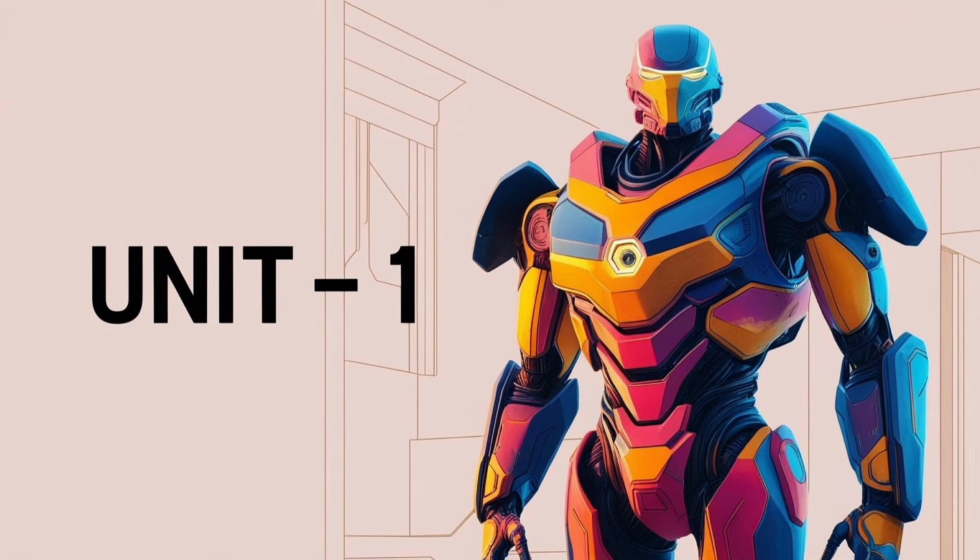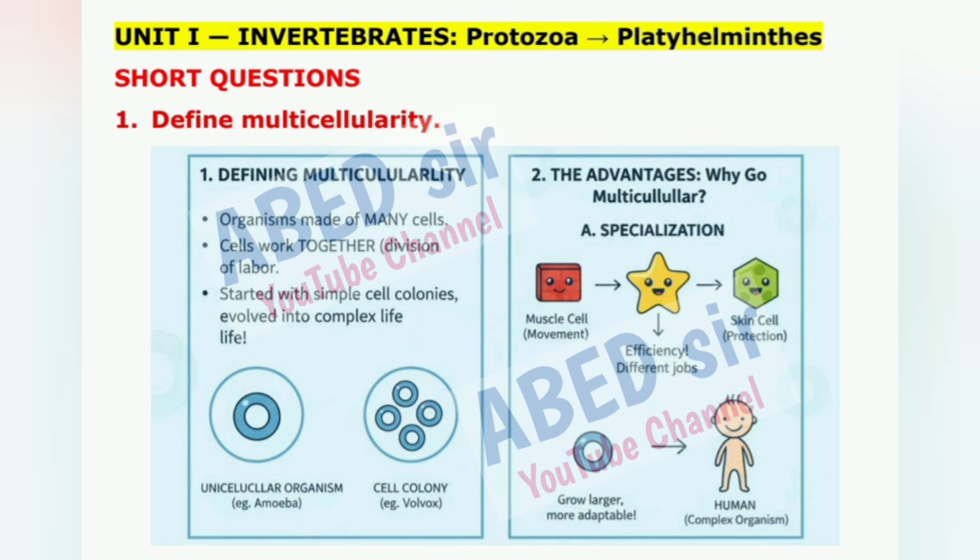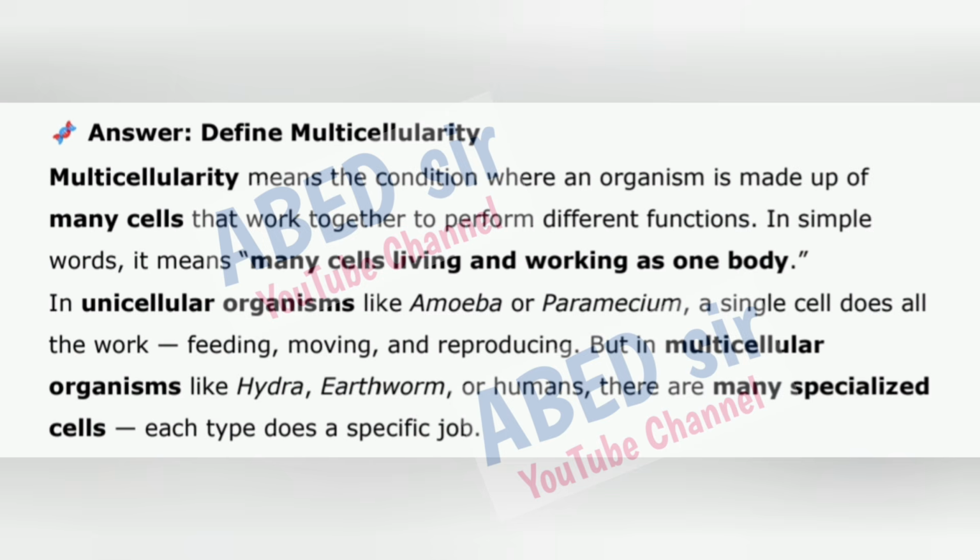Unit 1, first important short question is: define multicellularity. Answer: multicellularity means the condition where an organism is made up of many cells that work together to perform different functions. In simple words, it means many cells living and working as one body.